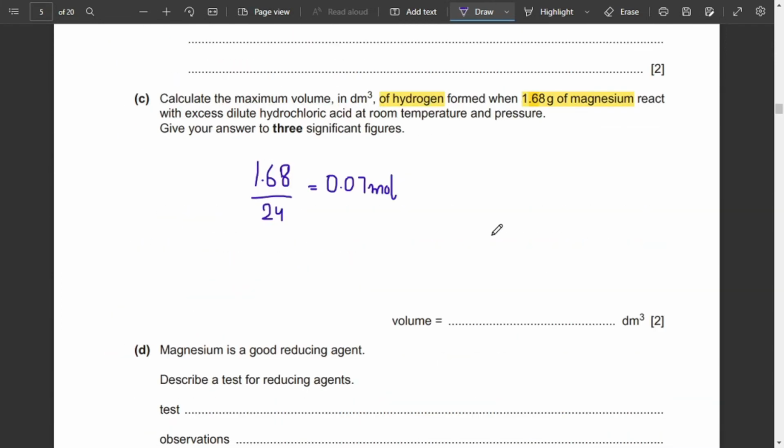Now to find the volume in dm3, we are supposed to multiply it by 24. 24 is a very standard value for the volume at room temperature. So 0.07 multiplied by 24, and you will get the answer that will be around 1.68 dm cubed.